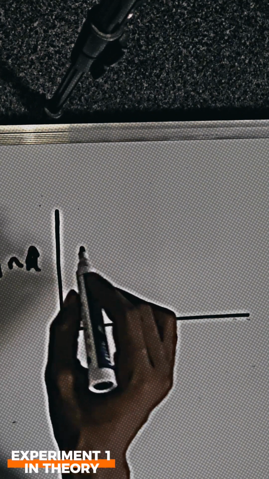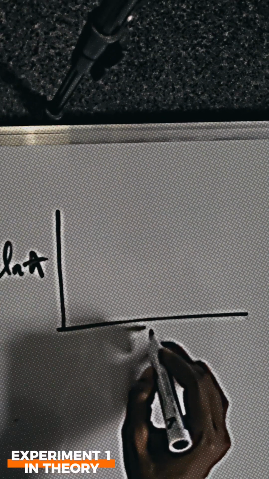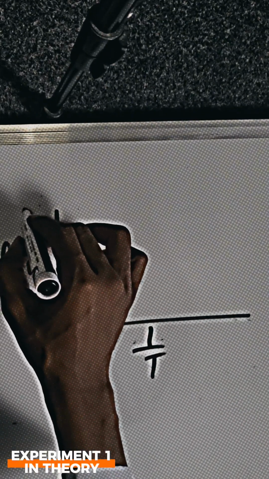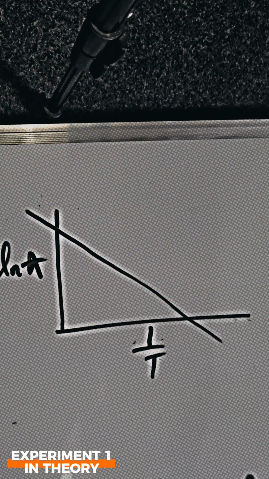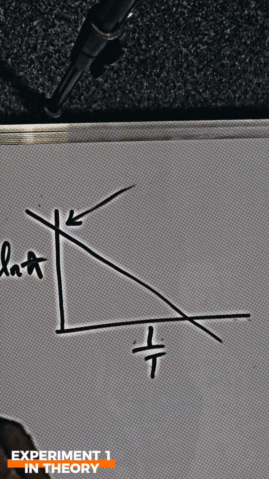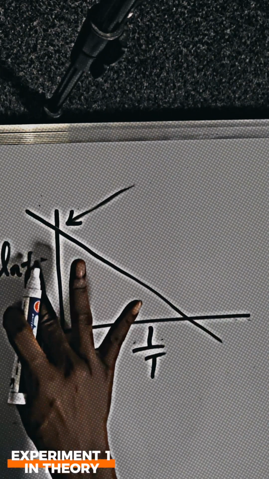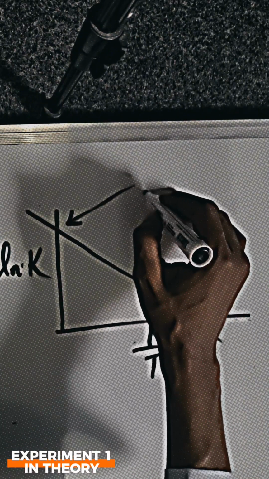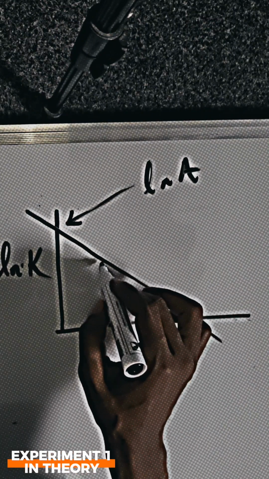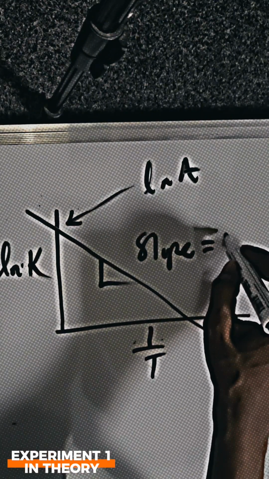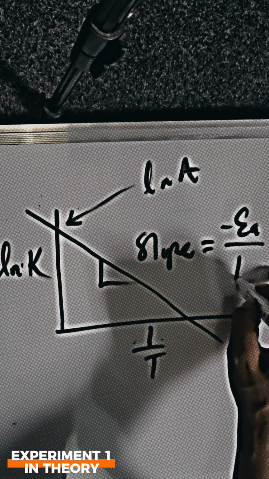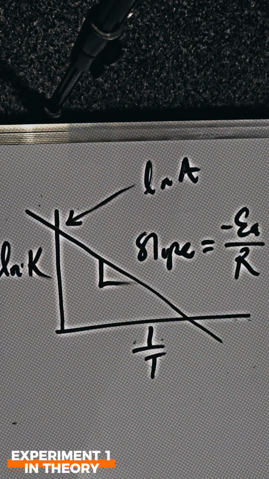So if we sketch it, here is ln A. We have a graph of 1 over T that looks like this. The intercept on the y-axis, sorry, I think I made a mistake somewhere. This is ln K. So the intercept is going to be ln A, and your slope will be equal to minus EA over R, like that. So this is what you're going to get.